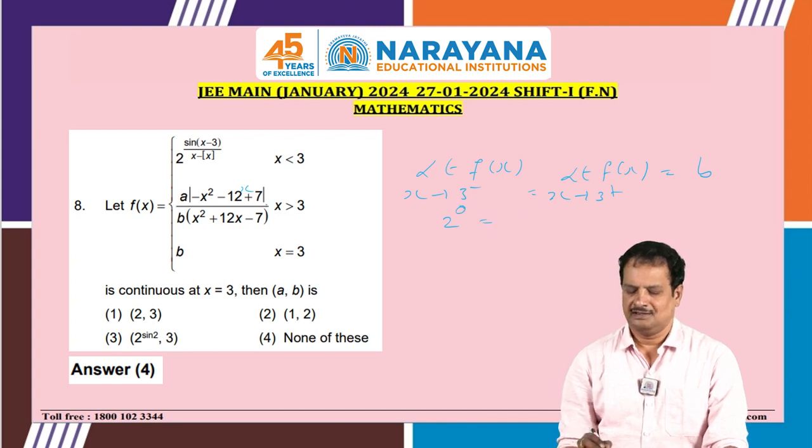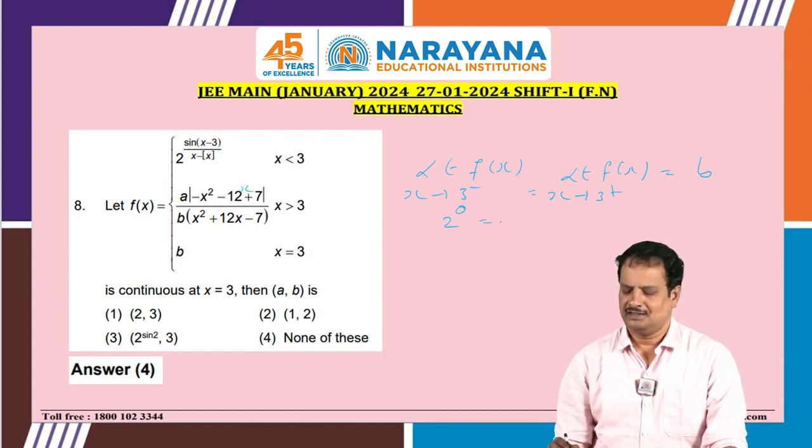Okay. Similarly, the second one. When you put x tends to 3 from this RHS, it means it is approaching 3 from the right side. When you put the value of 3 there, here you will be getting a by b into... And actually, when you put x tends to 3 there from the right side, these two values will be same. So you'll just get a by b equal to, this is b there.